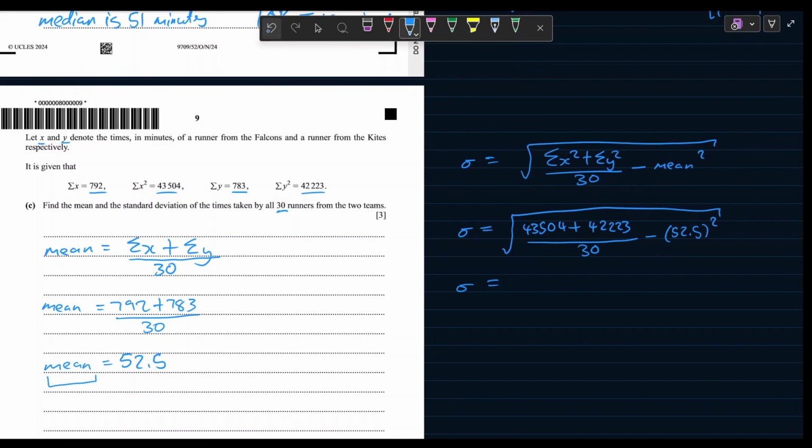So sigma is equal to, let's punch this into the calculator, the square root of 43,504 plus 42,223 over 30 minus 52.5 squared, and this gives us 10.1 as our standard deviation. So that will be the final answer. Mean is 52.5, standard deviation or sigma is 10.1.